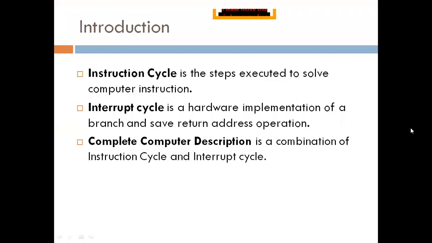In this video, we are going to cover instruction cycle, interrupt cycle, and a complete computer description. Instruction cycle is the steps executed to solve a computer instruction. Interrupt cycle is one type of hardware implementation of a branch and save the return address operation, and complete computer description is a combination of both instruction cycle and interrupt cycle.